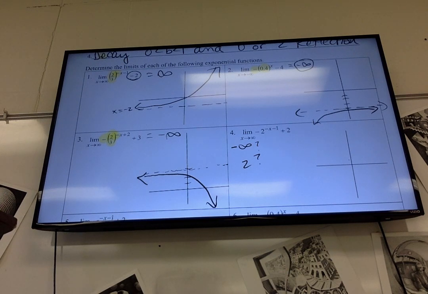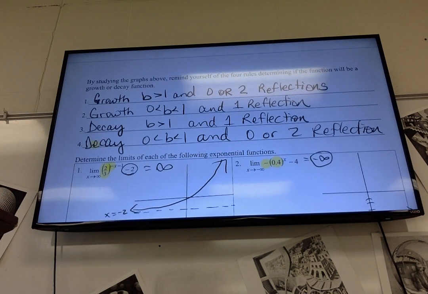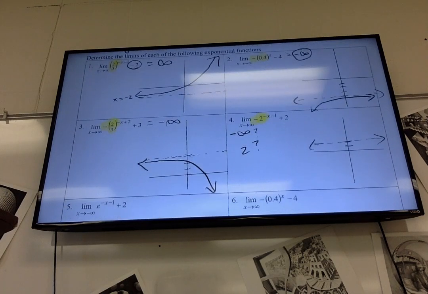I know my horizontal asymptote is up here at 2. You have 2, which is b. So that's greater than 1. And I have 2 reflections. So greater than 1, 2 reflections, that's growth. It's a negative, so that means it should be below the asymptote. But it's growing, so it should start low and go high. So it should look something like that. So as x approaches infinity, it's getting closer and closer to 2. So what happened with negative infinity? Did you draw it as decay? Yep. Good.